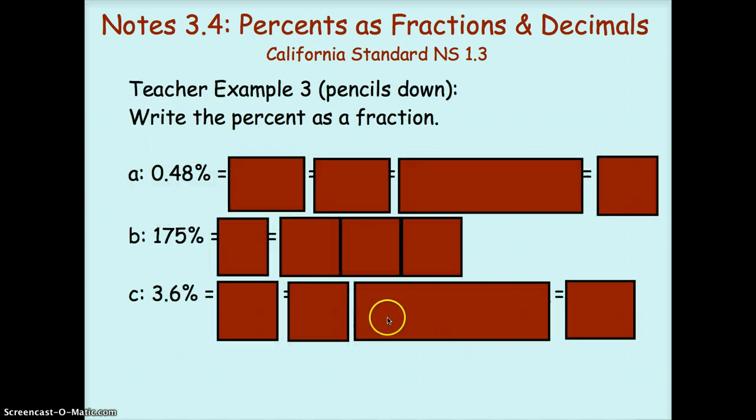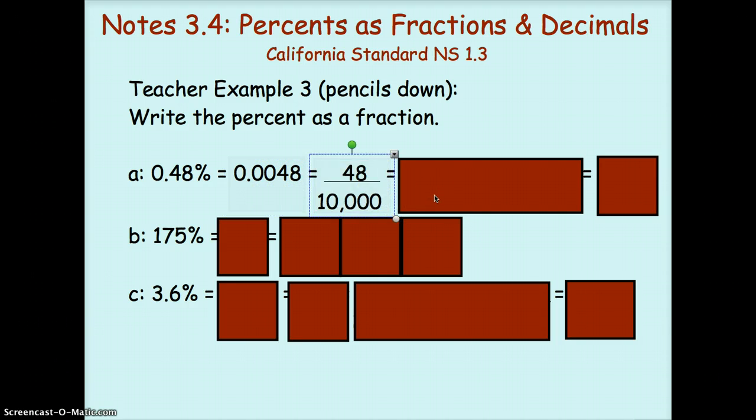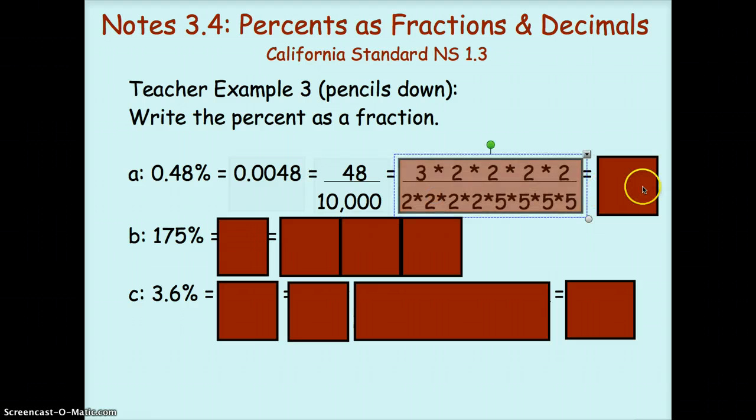Teacher example 3, turning percent into a fraction. We know percent means per 100, so you're writing your fractions over 100. The only thing that makes it tricky is when you have a percent with a decimal. I can turn that percent into a regular decimal, then read the place value: tenths, hundredths, thousandths, and ten thousandths. So I put that 48 over 10,000. And then I do need to simplify.